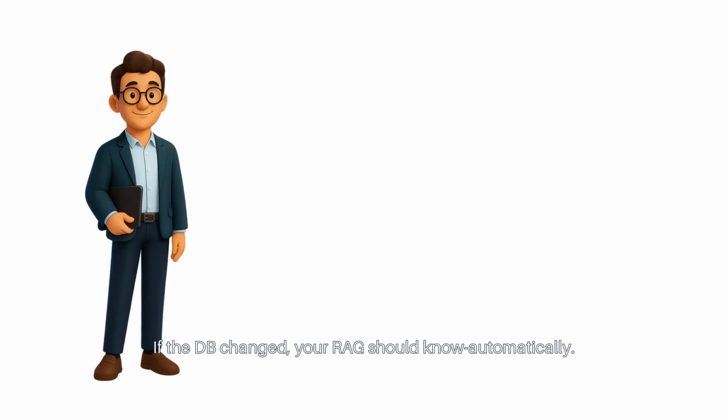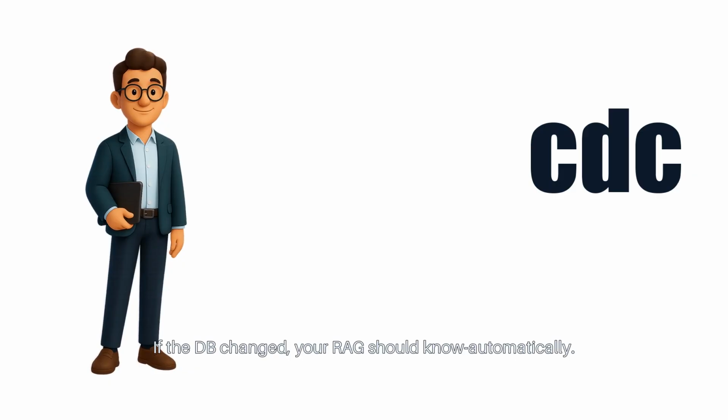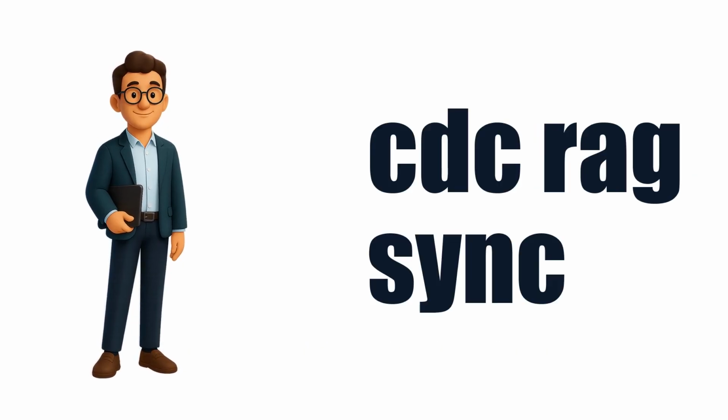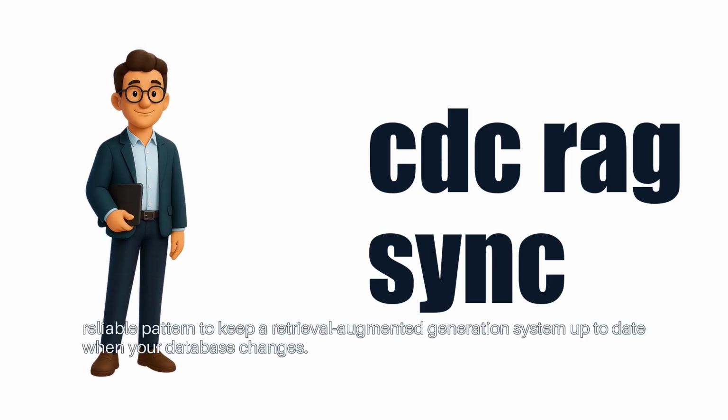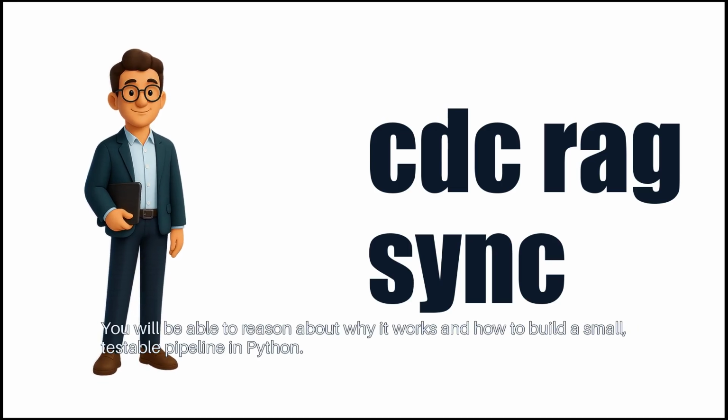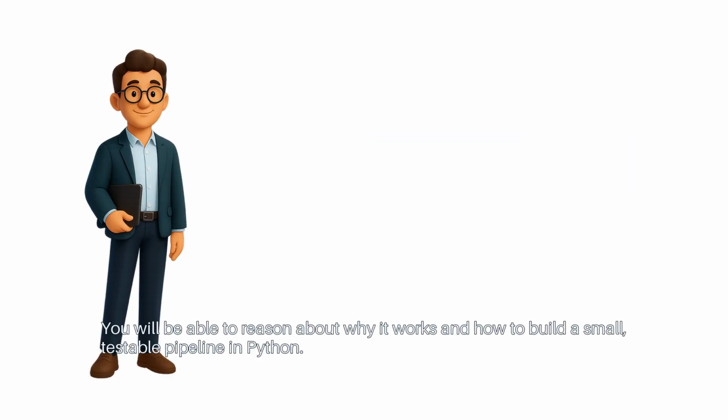If the DB changed, your RAG should know automatically. By the end of this video, you will understand a simple, reliable pattern to keep a retrieval-augmented generation system up to date when your database changes. You will be able to reason about why it works and how to build a small, testable pipeline in Python.